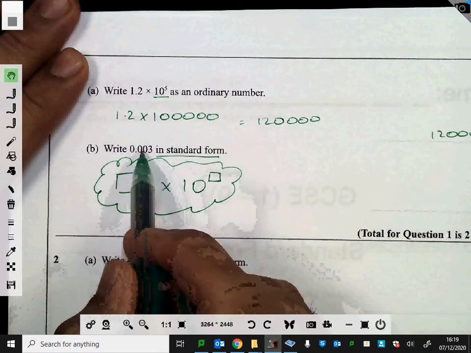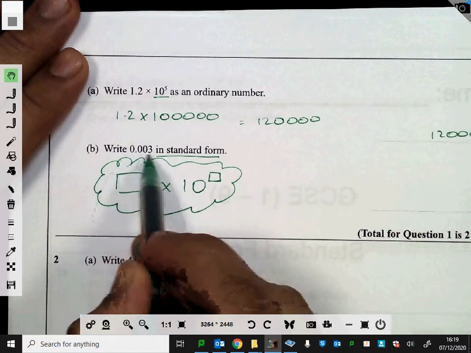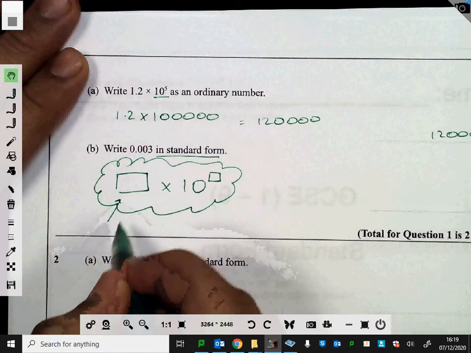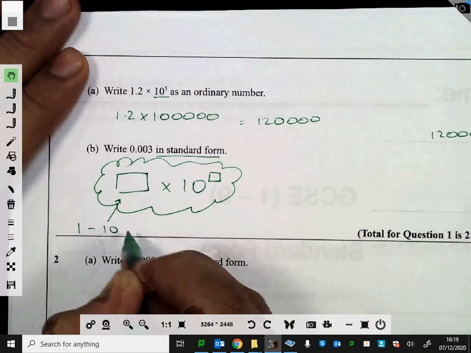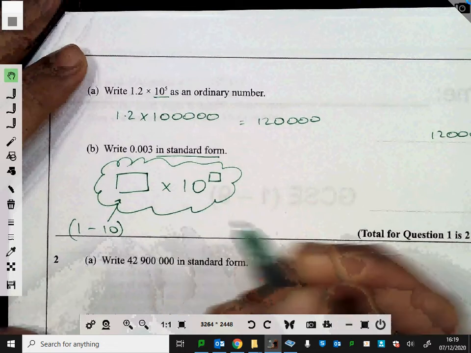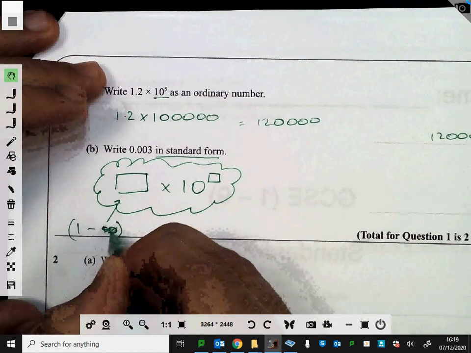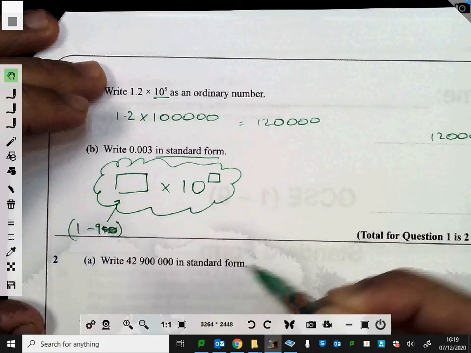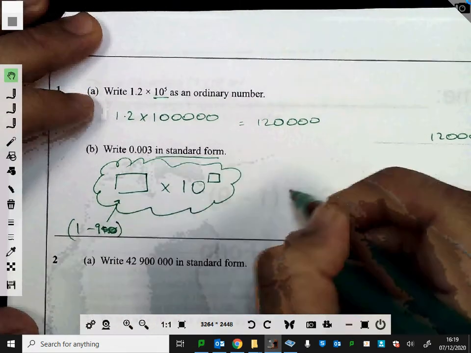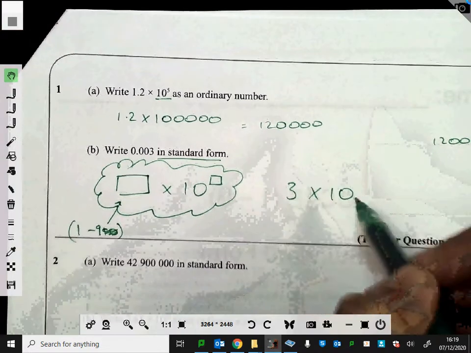So in this case, to make this a number between 1 and 10, because that number in that box is going to be between 1 and 10, or technically between 1 and 9, because it can't actually be 10. If it would be 10, then that becomes 1.0. But anyway, so I'll write 9 actually, between 1 and 9. So this number is obviously going to be 3. Now, what do I times it by? Times 10 to the power of something.